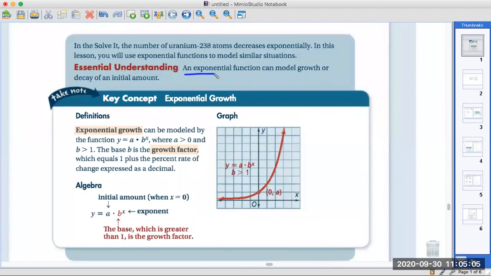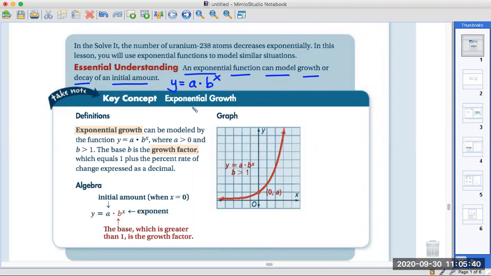Essential understanding: an exponential function can model growth or decay of an initial amount. This is always your starting amount. The equations still look like this. Y is equal to a number A times a number B raised to the power of X, where this first number is your initial amount, and this number B, think of B as base, as your X, as your power here, is your growth or decay rate. Yeah, this is how fast it grows.